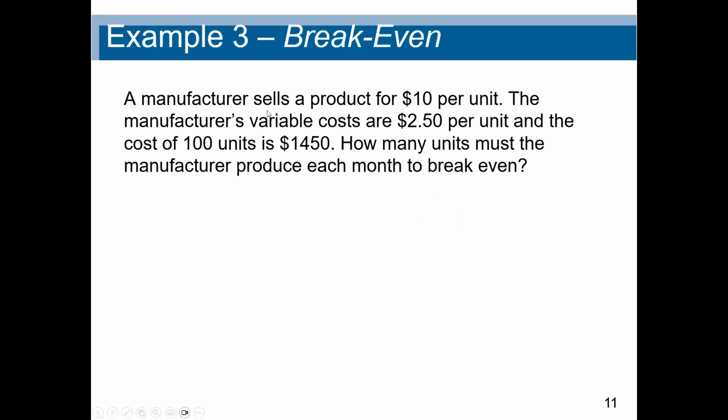A manufacturer sells a product for $10 per unit. The manufacturer's variable cost is $2.50 per unit, and the cost of 100 units is $1,450. Here we should be very careful. This is not a fixed cost. They say the cost of 100 units is $1,450, and also the variable cost is this value. How many units must the manufacturer produce each month to break even?